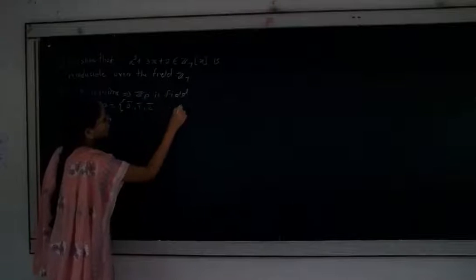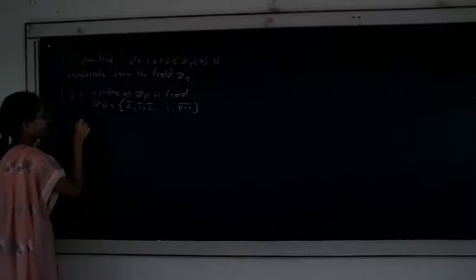If P is a prime, we have two results. First result: P is prime implies Z_P is a field, and that Z_P is given by the set of all P minus 1 elements that are nothing but the residue classes modulo P, which are 0 bar, 1 bar, 2 bar and up to P minus 1 bar.